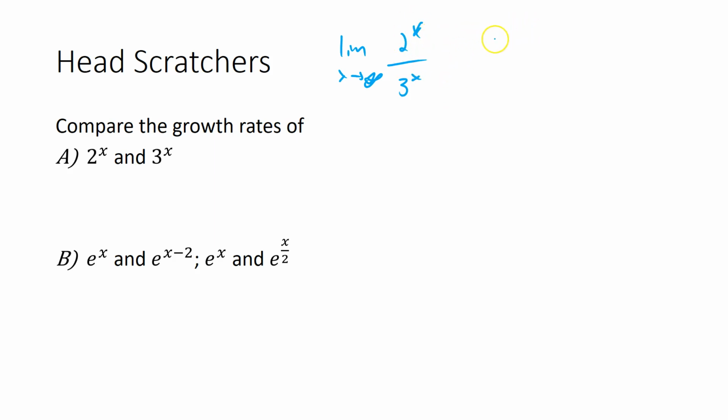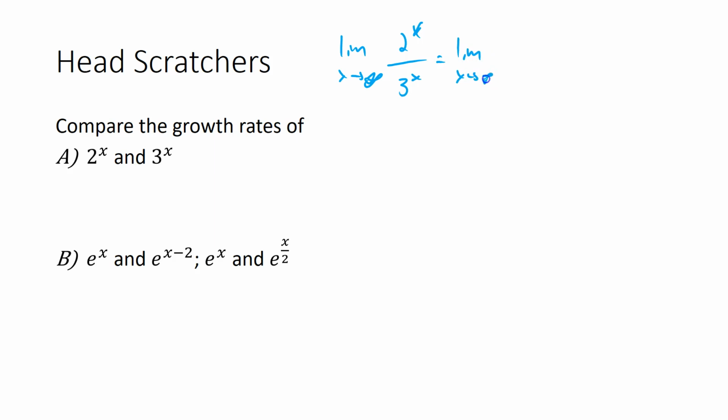The top would be 2 to the x times ln of 2, and the bottom would be 3 to the x times ln of 3. Now the problem is, if we keep doing this, you just keep racking up ln 2s and ln 3s. Those are constants, right? So you just have to worry about the derivative of 2 to the x and 3 to the x. So this doesn't get you anywhere. What you have to do is basically do what we did to first prove those derivatives.